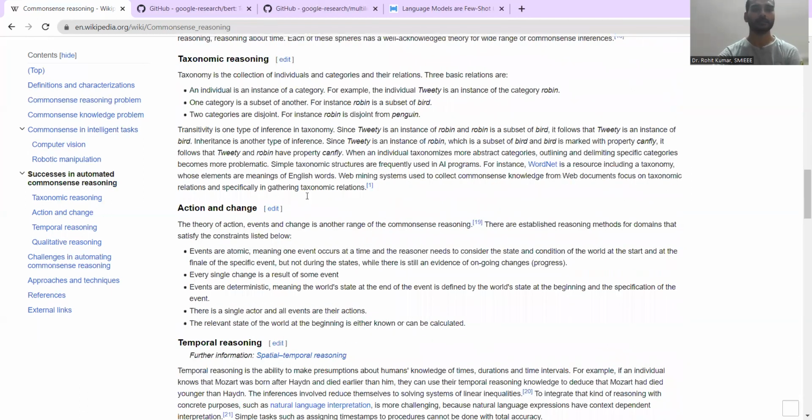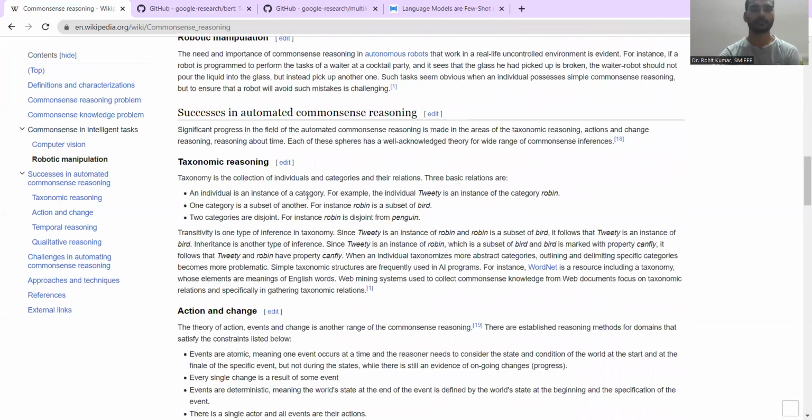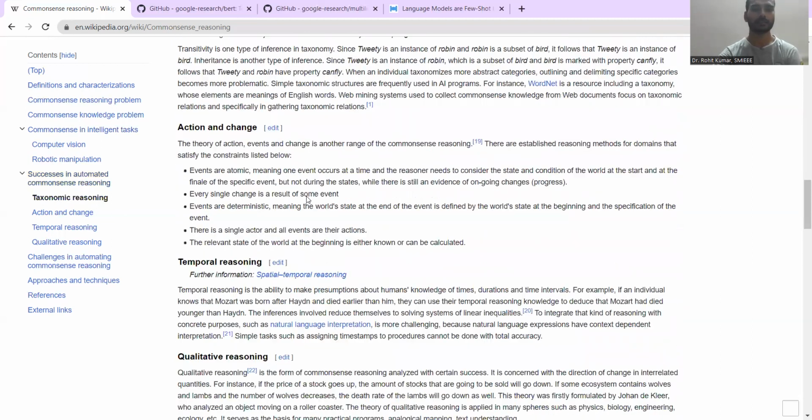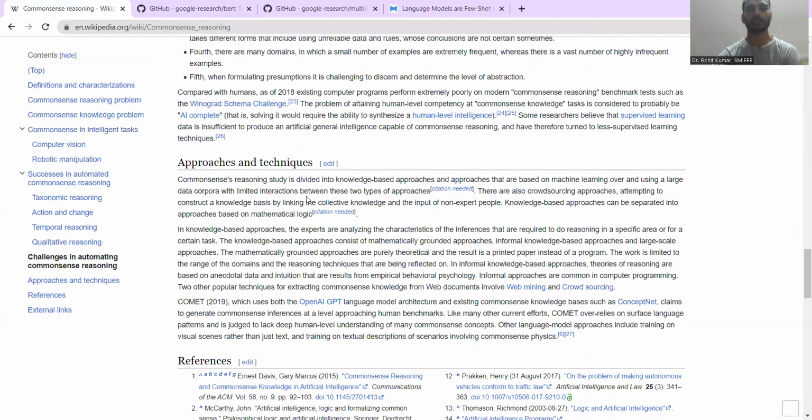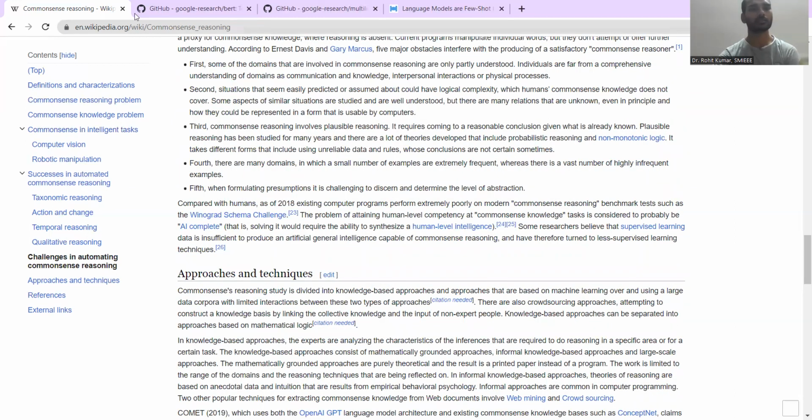Then coming to the success in automated common sense reasoning, there are multiple different options that are given and discussed over here. Then the approaches and techniques are discussed. A lot more things are available. If you are interested, you can go through it.